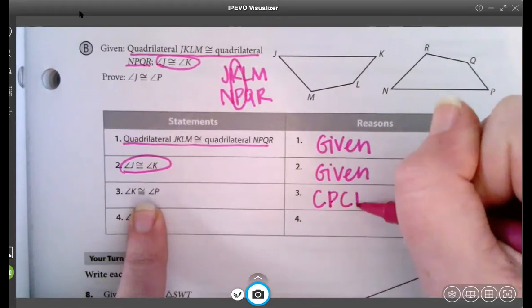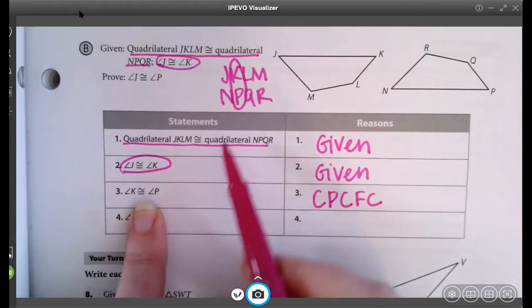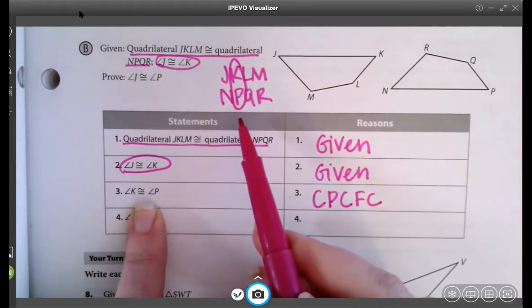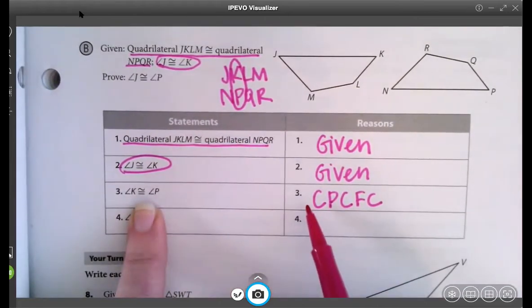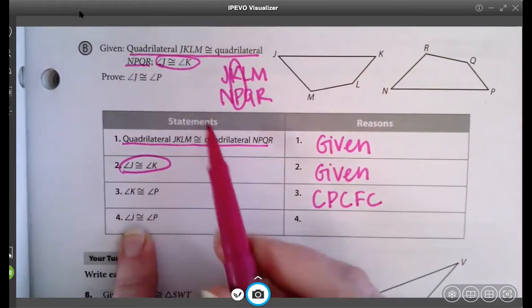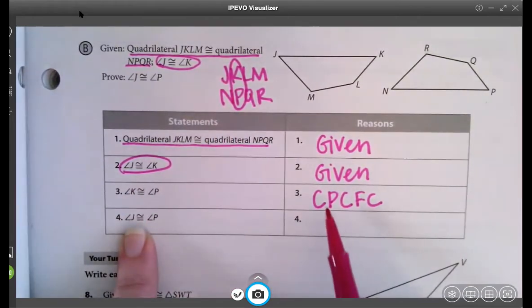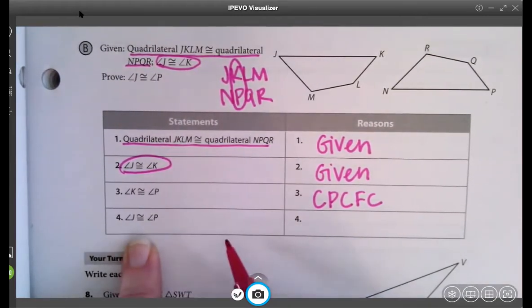CPCFC. Thank you. So when I get information from my congruent statement, that's when I put CPCFC. I set two things congruent to each other because they line up in our congruent statement. That is always going to be CPCFC, or CPCTC if you're doing triangles. And so then we finish it out.